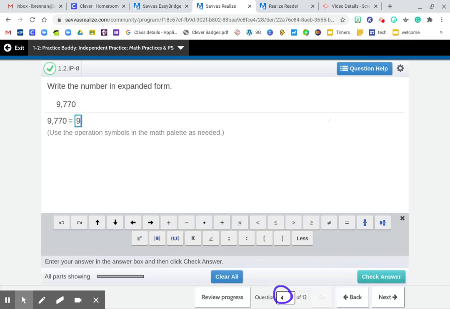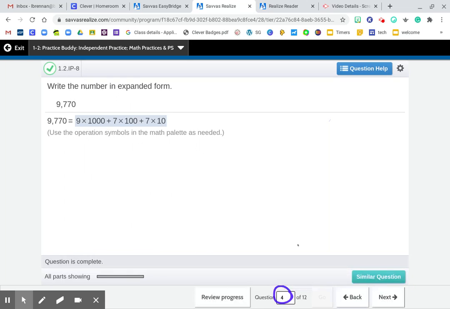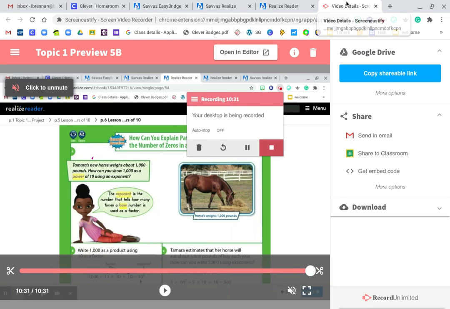So I'm going to use 9 times 1,000, because that's in the thousands place, plus 7 times 100, because that's in the 100s place, plus 7 times 10, because that's in the tens place. Now, hopefully that's it. Yeah, there we go. So now I can move on. That's how you use the buddy help. It's you and the computer are buddies, and you're working together to practice the math. So there we go. That's lesson 1-2. Work on the buddy work, the quick check, and we'll have another video for tomorrow.